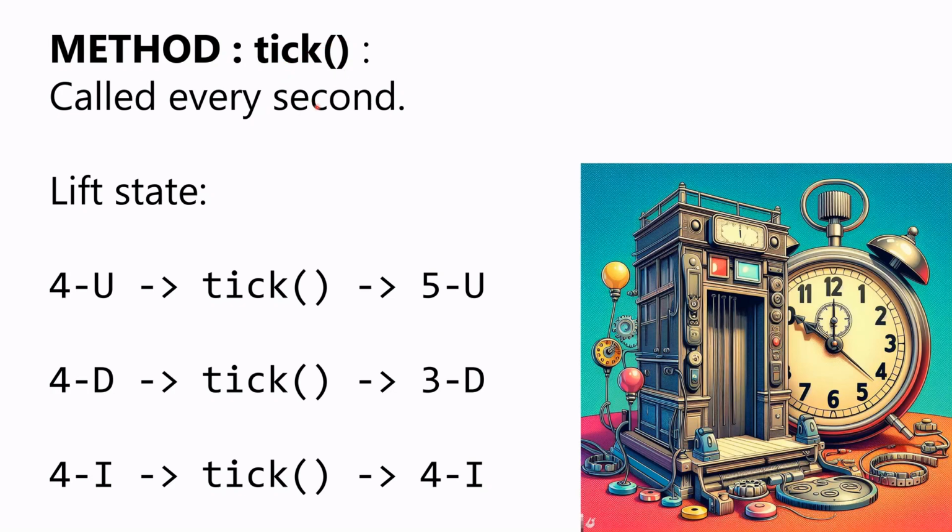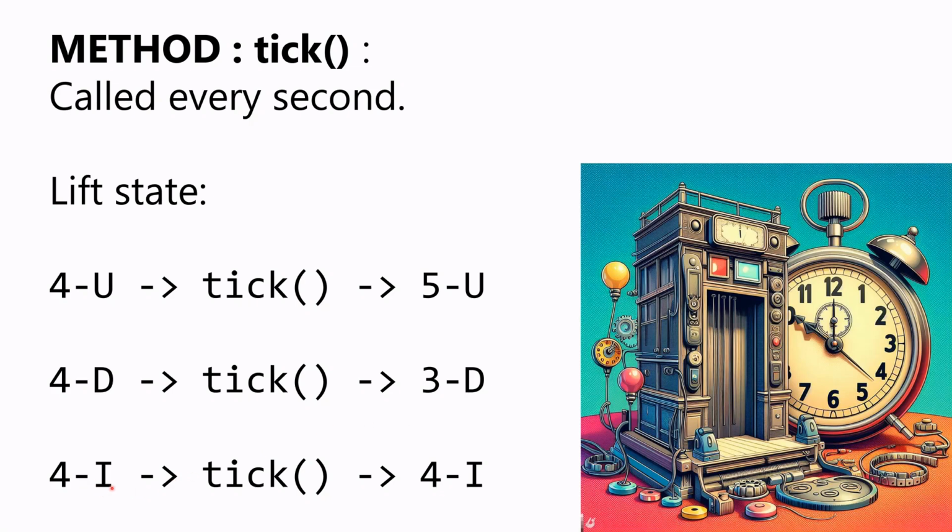This method is called every second so that you can appropriately update lift states. For example, a lift is going up and it is at floor 4. So after the tick call, it should reach floor 5 while going up. Another example: a lift is going down and it is at floor 4. So after the tick method call, it should reach floor 3 in the down direction.